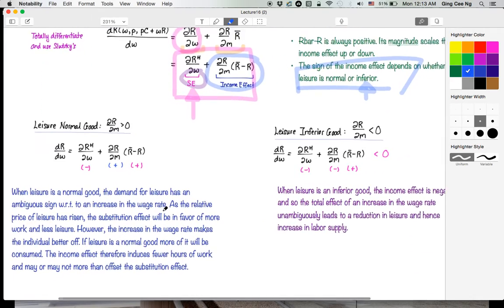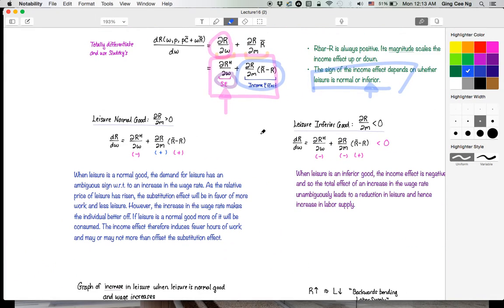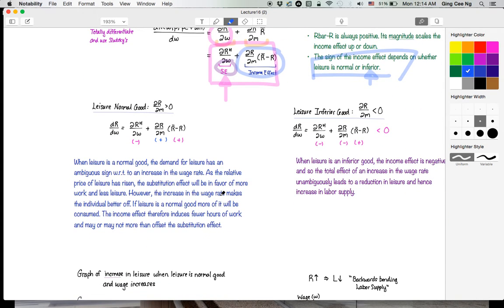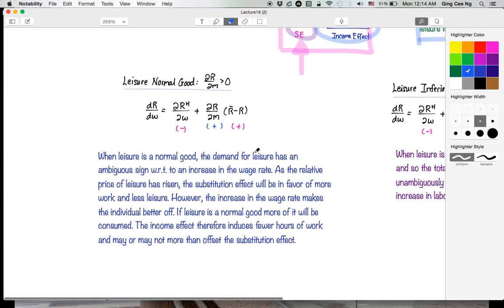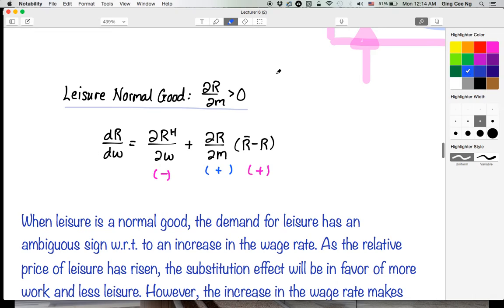All right, so let's do each case separately. So again, if leisure is a normal good, then unambiguously, oh my gosh, is there an error, either in what I just said or my notes? Let's see, if leisure is a normal good, this thing is positive. R bar minus R is always positive. Oh my gosh, ignore what I just said like 5 minutes ago. I think I verbally said the wrong thing. This is correct here. What's written on my lecture notes is correct.